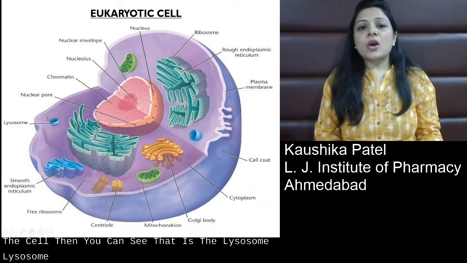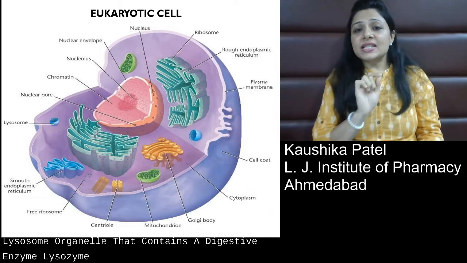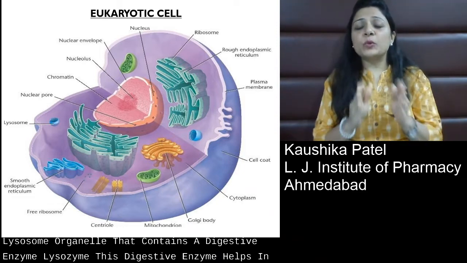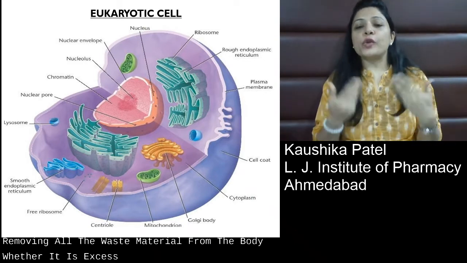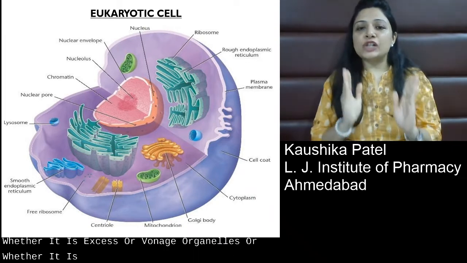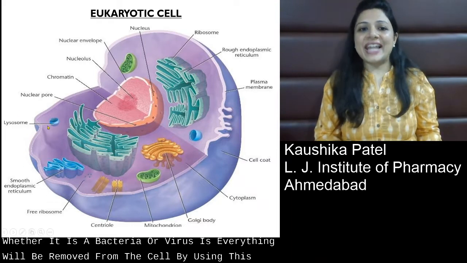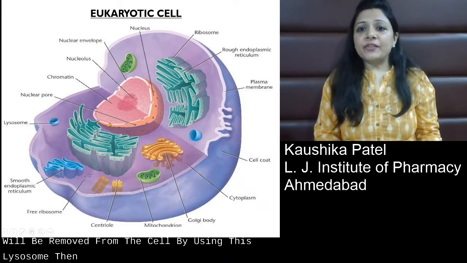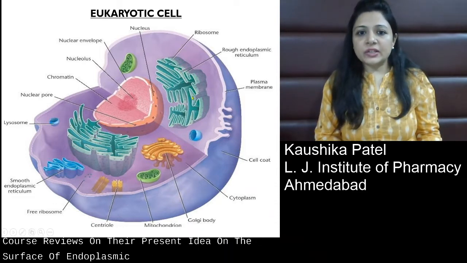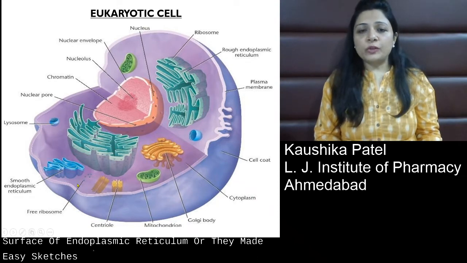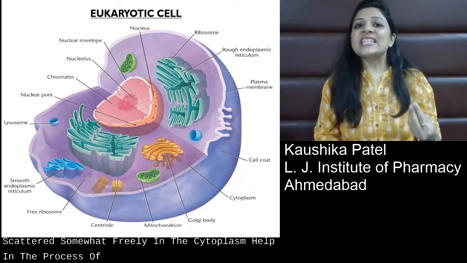Lysosome is an organelle that contains a digestive enzyme, lysozyme. This digestive enzyme helps in removing all the waste materials from the cell. Whether it is excess or worn out organelles or whether it is engulfed bacteria or viruses, everything will be removed from the cell by using this lysosome. Then there will be ribosomes. Of course, ribosomes are present either on the surface of endoplasmic reticulum or they may be scattered somewhat freely in the cytoplasm. Ribosomes help in the process of protein synthesis.